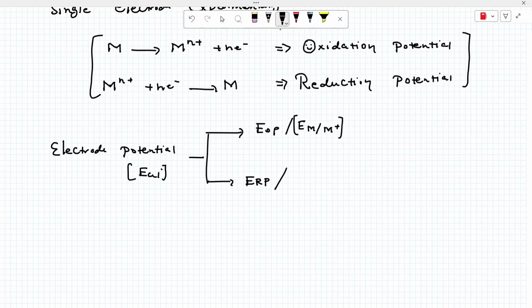We can use E of M plus/M. This is representation of what? Reduction. Now see, what is standard electrode potential, students? What is standard electrode potential? Any idea?